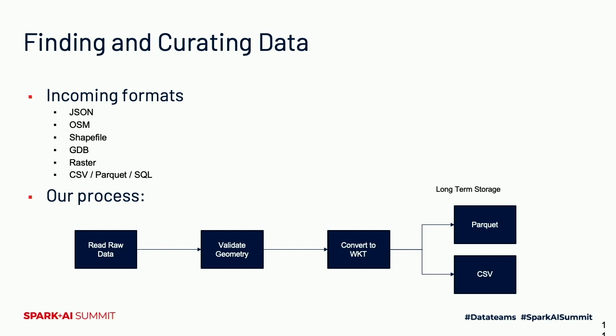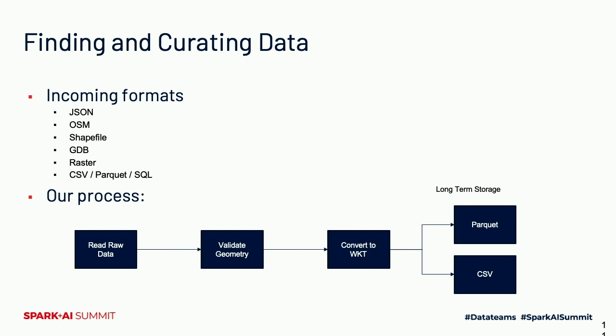And ultimately, we just want to be able to bring that data together into a cohesive way. So what we found in terms of our process is we'll read the raw data in whatever format it's in. Then we validate the geometry right off the bat. We try to validate geometry as many times as possible. And then we convert this over into well-known text. Well-known text is a string representation of a geometry object.